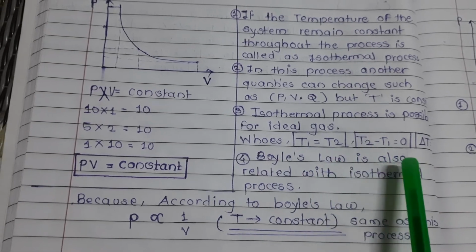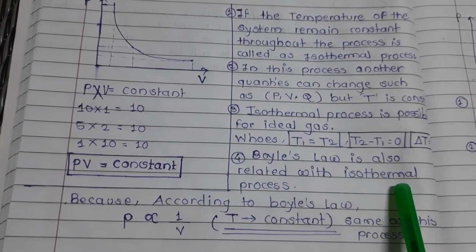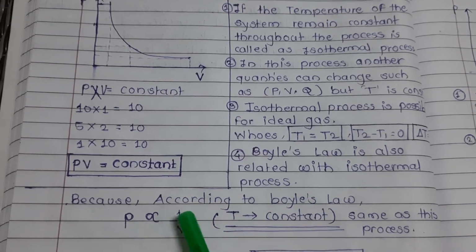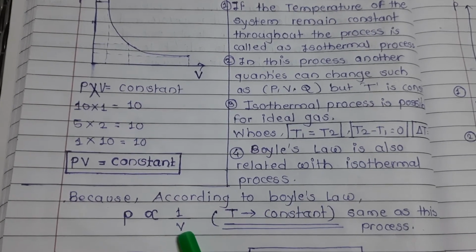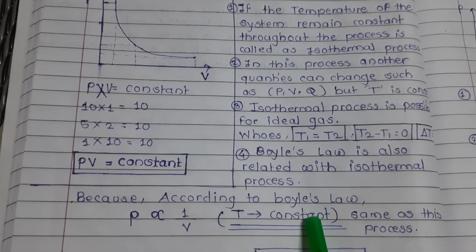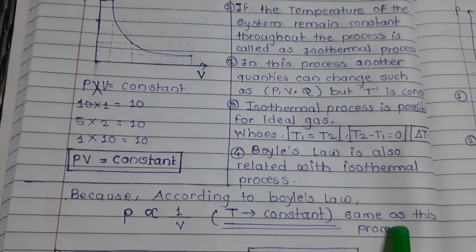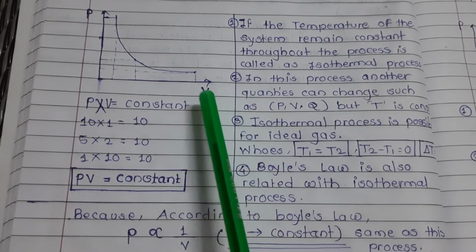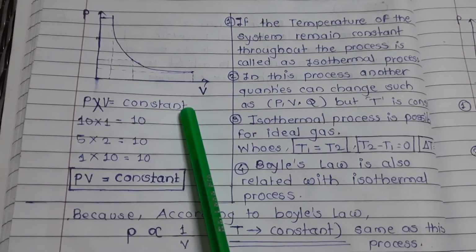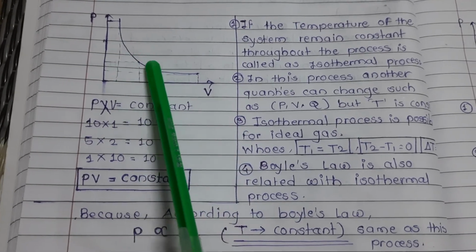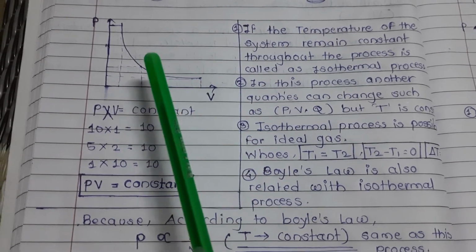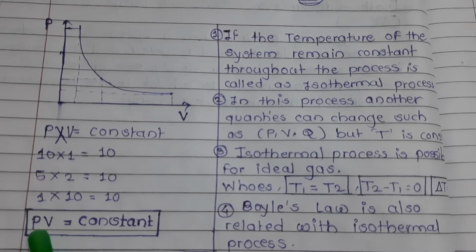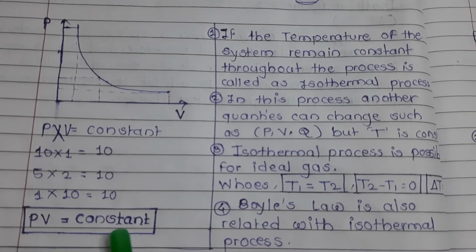Boyle's law is also related to the isothermal process because according to Boyle's law, pressure is inversely proportional to volume, where T is constant, same as in this process. Now see the pressure-volume graph for the isothermal process. This is a curved line, and for the isothermal process the equation is important: PV is equal to constant.